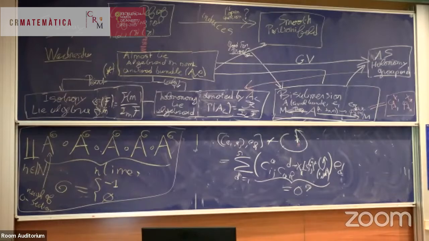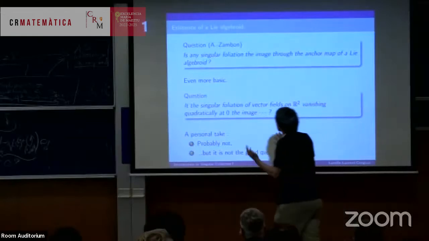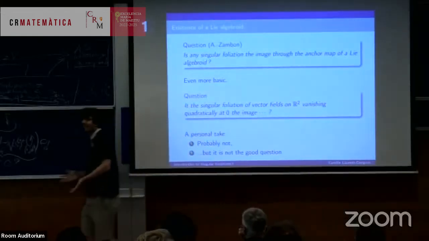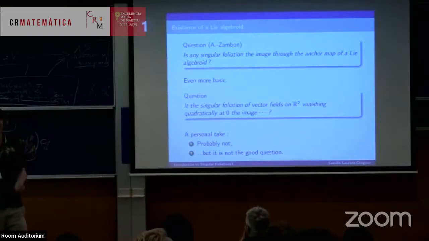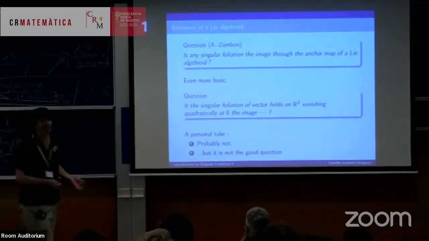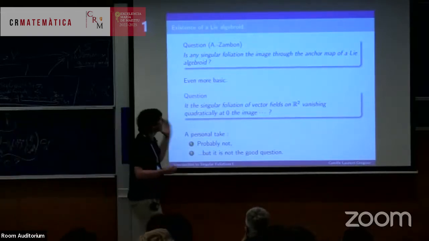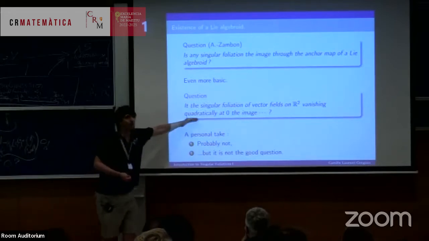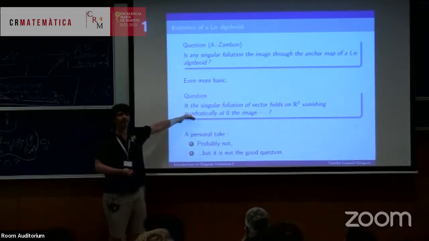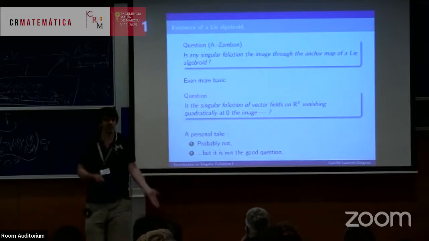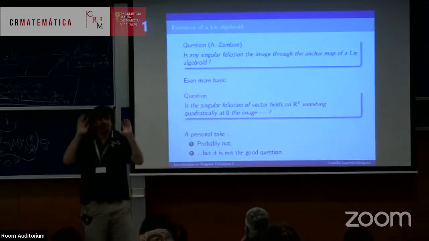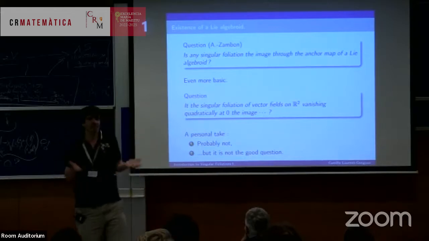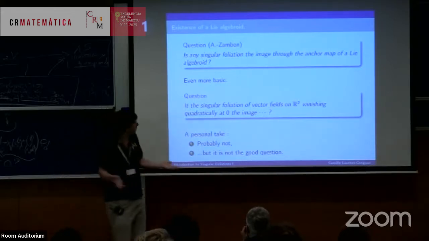Right? And I already said it yesterday, I say it again. The pure scandal is that you just take vector fields on R2 that vanish quadratically at 0. Can you find a Lie algebroid where the image is this? That's very strange, it's so hard, or maybe I don't know. Like, why is it not easy? But maybe there is, maybe we just didn't have the right point of view.